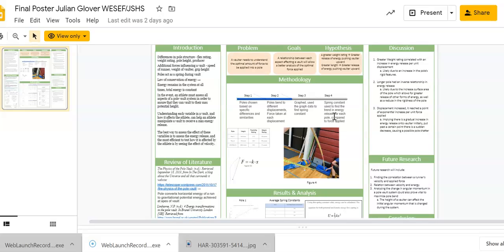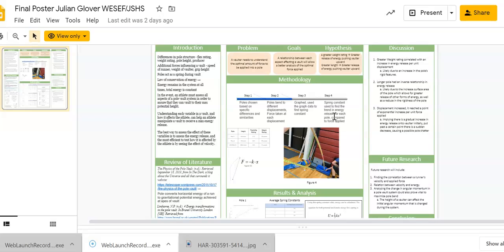So the hypothesis that I made was that a greater weight rating would correspond with a greater release of energy, pushing the vaulter upward. I thought this because I figured a greater weight rating would make the pole more rigid. It would have a greater spring constant, meaning it takes more force to correct itself, pushing the vaulter higher. And I also thought that a greater length would cause a greater release of energy, pushing the vaulter upward, just because with bigger poles there's more area for energy to be absorbed and released.